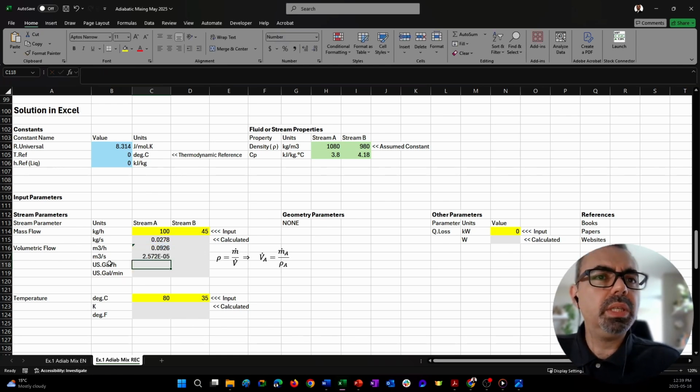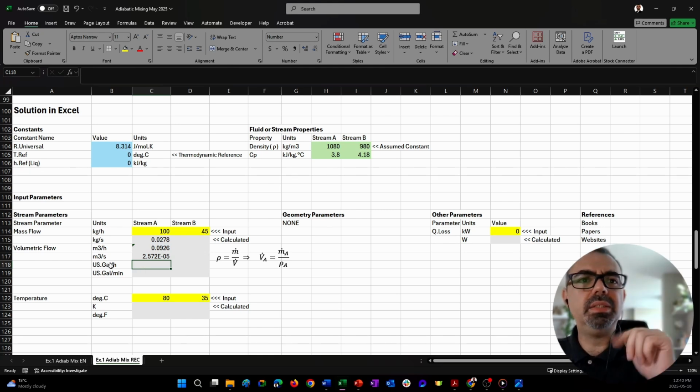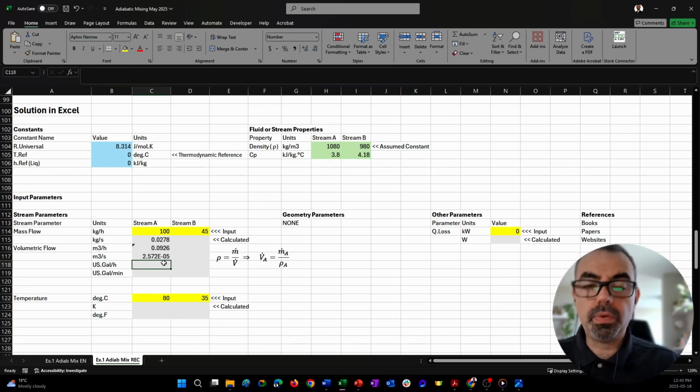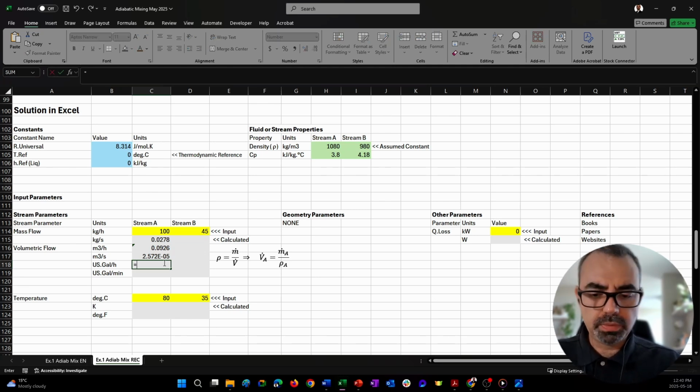There is another way of doing units conversion. For example, for these units that are not easy to convert because the conversion factor is more complex, there is an important function in Excel that you can use called CONVERT. And I'm going to show you that one now. So, CONVERT.